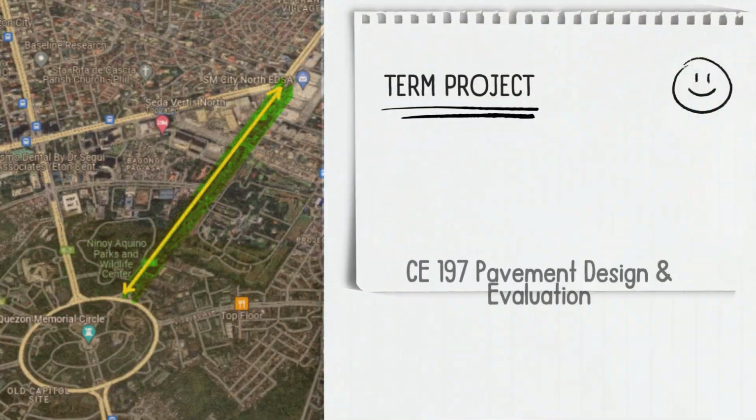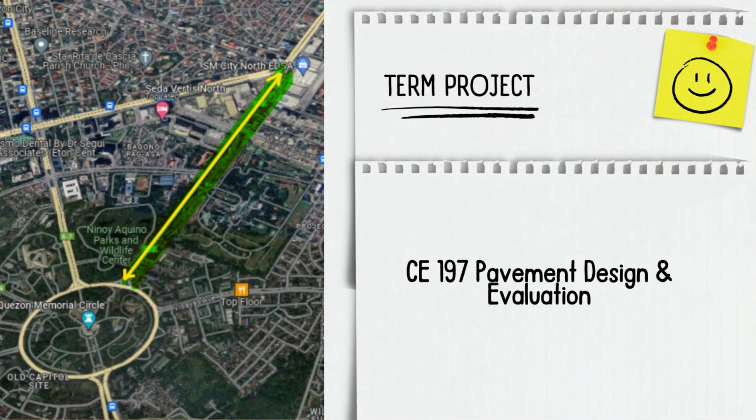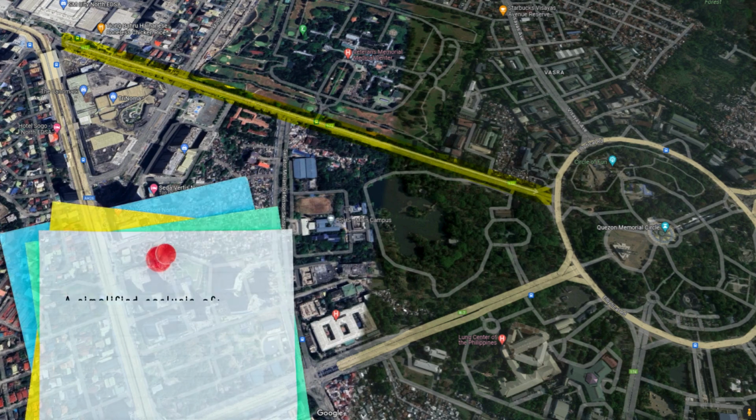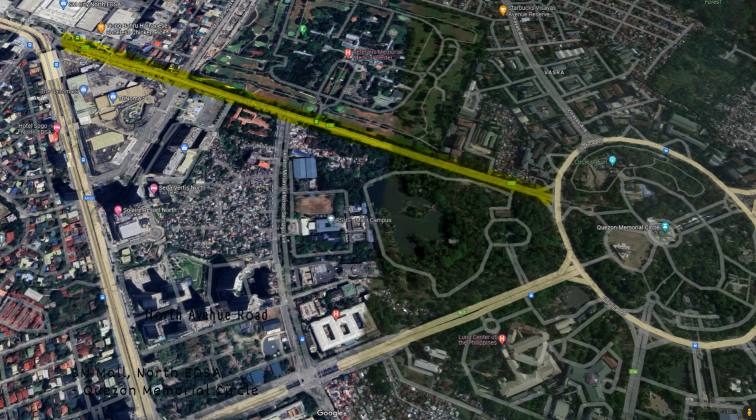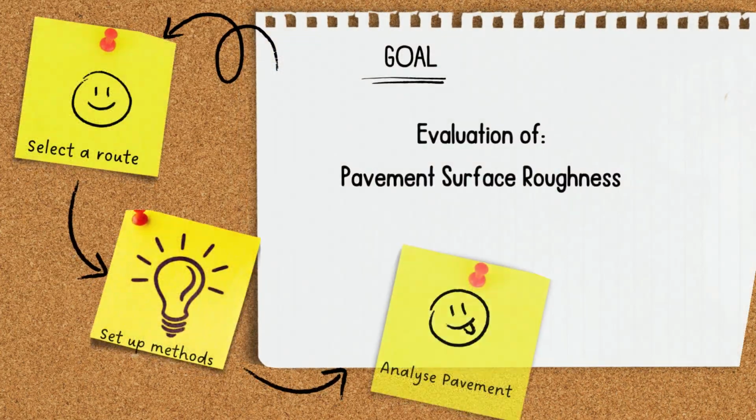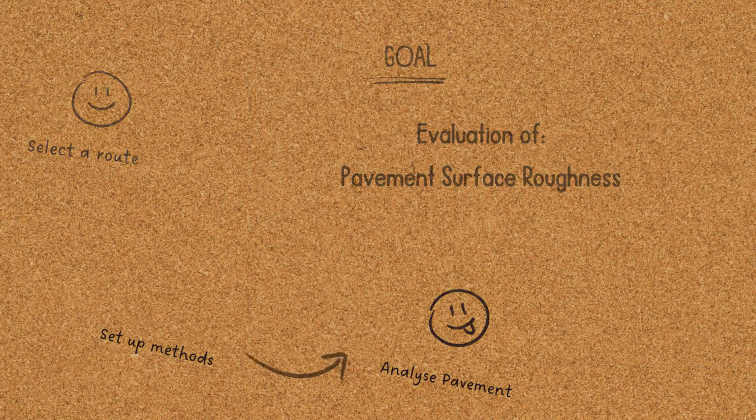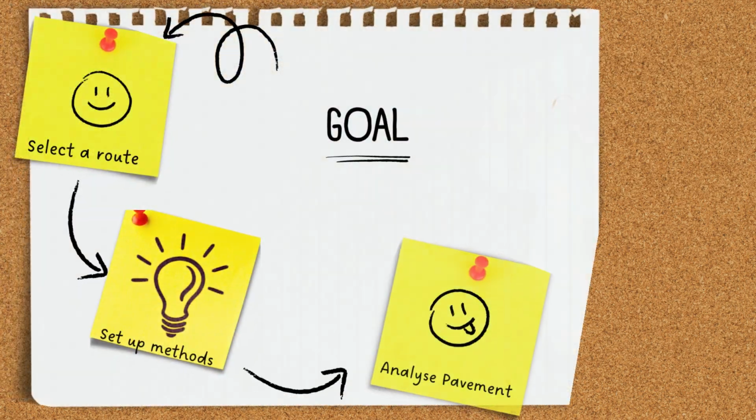Welcome to a term project in CE 197, Pavement Design and Evaluation. A simplified analysis of North Avenue Road, lying between SM Mall North EDSA and Quezon Memorial Circle. Our goal here is evaluation of the pavement surface roughness. We have selected a route, now we will set up a method and then analyze the pavement.